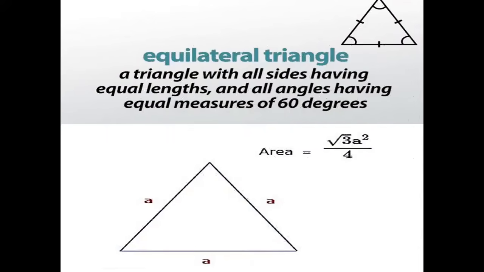To solve today's math, we need to go for some basics. First of all, we need to know what is an equilateral triangle. A triangle with all sides equal and all angles equal, each measuring 60 degrees, is called an equilateral triangle. If the length of the side is a, then the area will be root 3 by 4 into a square.